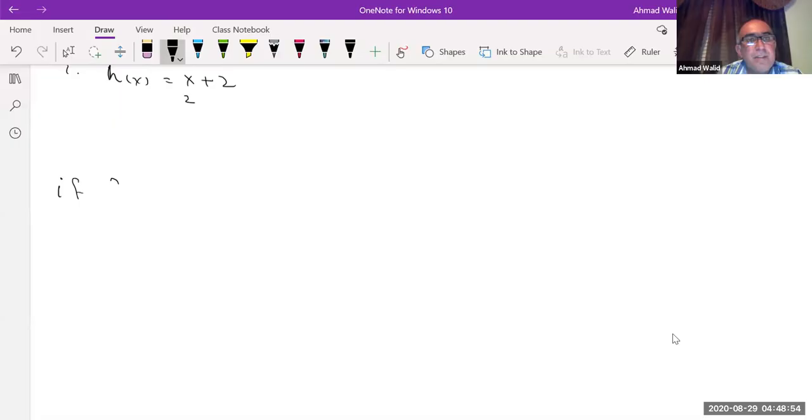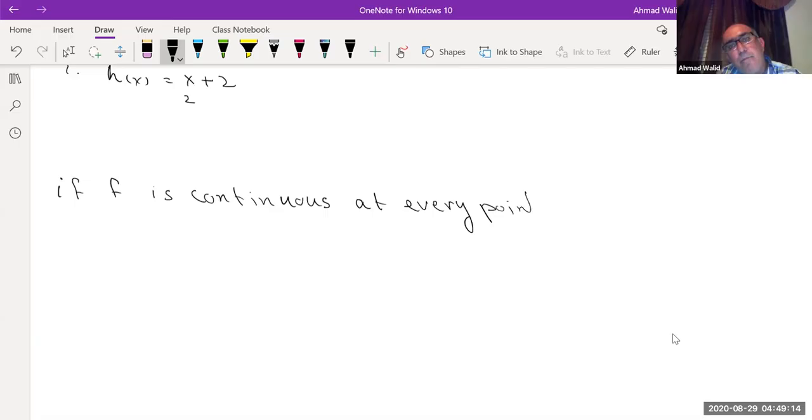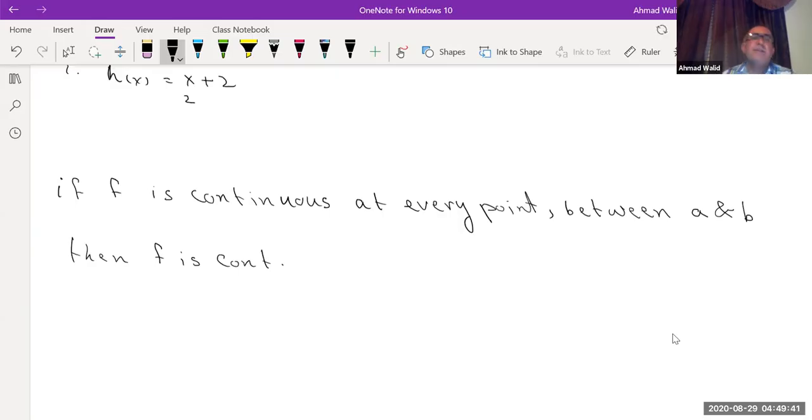If f is continuous at every point between an interval A and B, then f is continuous.